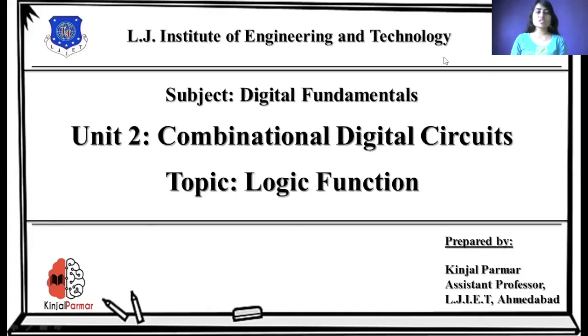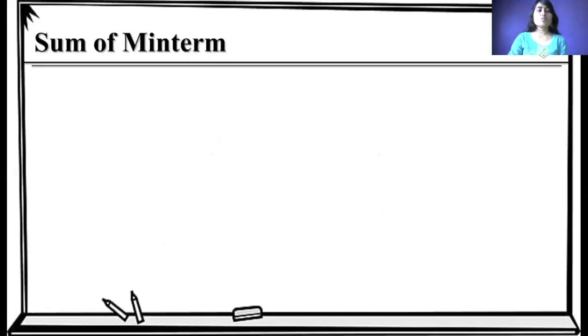In the previous session, we discussed the representation of logic functions, in which we covered minterm and maxterm representation for canonical form. Now let's discuss how we can represent a logic function in canonical form. Canonical form for sum of minterms.